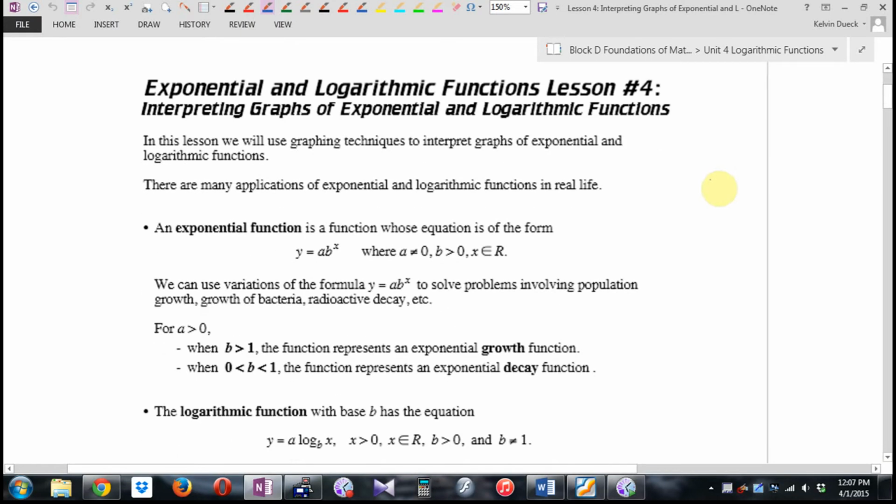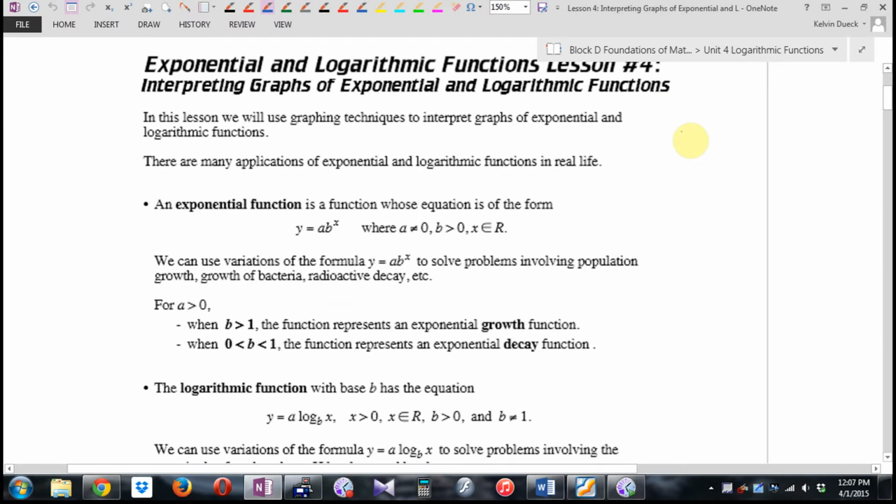So it says this. In this lesson, we're going to use graphing techniques to interpret graphs of exponential and logarithmic functions. There are many applications of exponential and log graphs in real life. Some of them are cool. A lot of them involve radioactivity and things like that. Remember, an exponential function looks like that. Now, the examples, Brianna, that we're going to be looking at aren't going to have an x and a y. They're going to have specific variables for the situation that we're looking at. We can use variations of this to solve population questions, bacteria questions, radioactive decay questions.